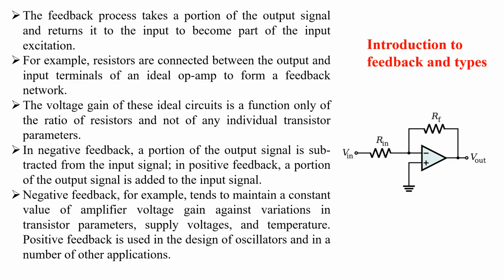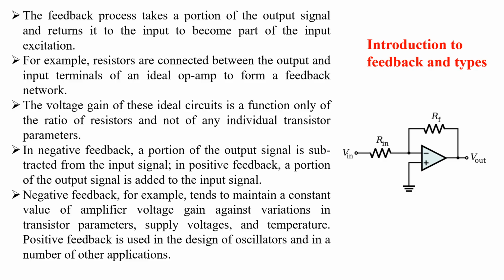Because of RF, some portion of the output, that is Vout, is going towards the input, and this is the inverting terminal. Now this goes to your amplifier. So RF acts as the feedback element. The voltage gain of this ideal circuit is a function only of the ratio of resistors and not of any individual transistor parameters.